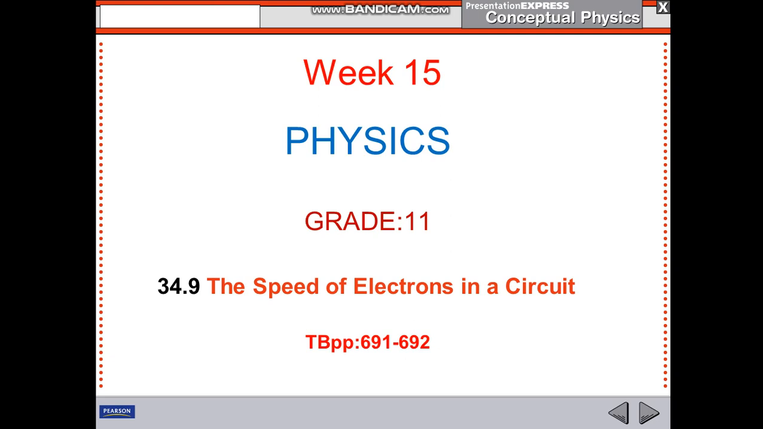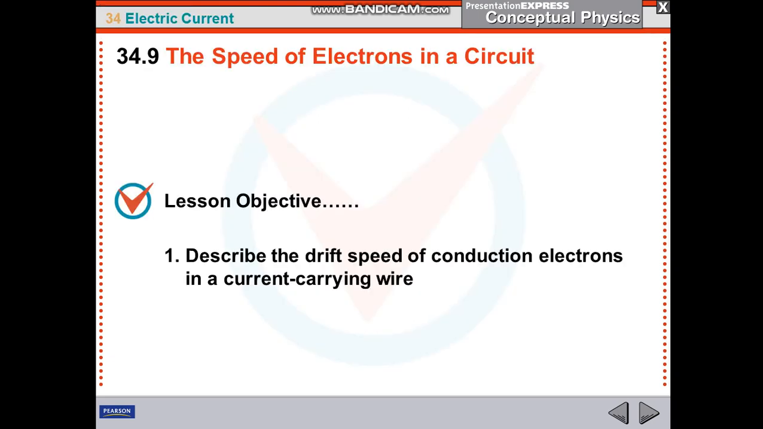Hello students, week 15 physics for grade 11, chapter 34 lesson number 9, the speed of electrons in a circuit, textbook page 691 and 692. At the end of the lesson, you will be able to describe the drift speed of conduction electrons in a current carrying wire.